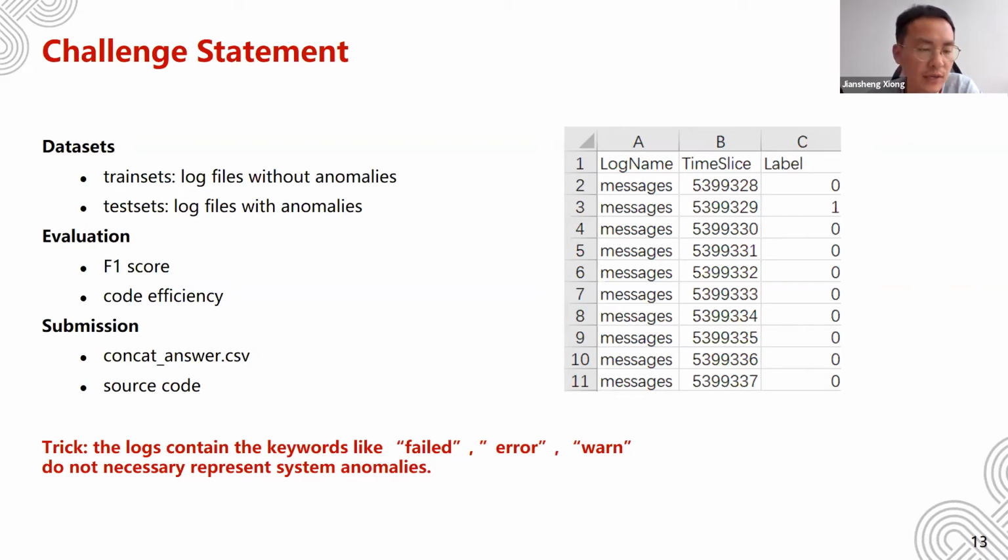This challenge is evaluated by F1 score and code efficiency. So both the code and the answer file should be submitted. We provide a concatenated answer file for submission, where the order is message log first and the sysmonitor log next. The time slice is calculated from the date time in test sets. They are converted to timestamps, then divided by 300 and rounded up to the integer.